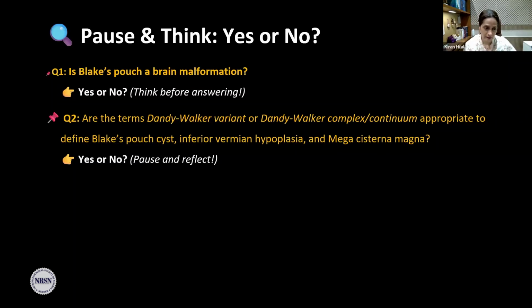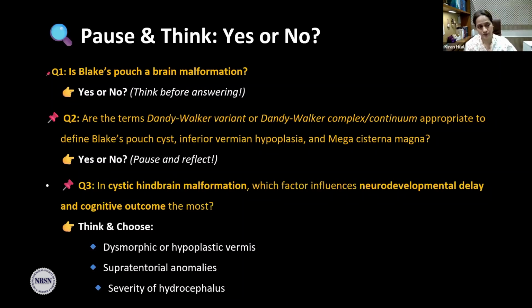Yes or no? Then my third question to you: in a cystic hindbrain malformation, whenever you have any cystic malformation in the posterior cranial fossa, which factor influences the neurodevelopmental or cognitive outcome in these children? Do you think it's the vermian hypoplasia that predicts it? Do you think it's an additional supratentorial abnormality that predicts the neurodevelopmental outcome? Or do you think it's the severity or presence of hydrocephalus? So I want you to think about at least these three questions.